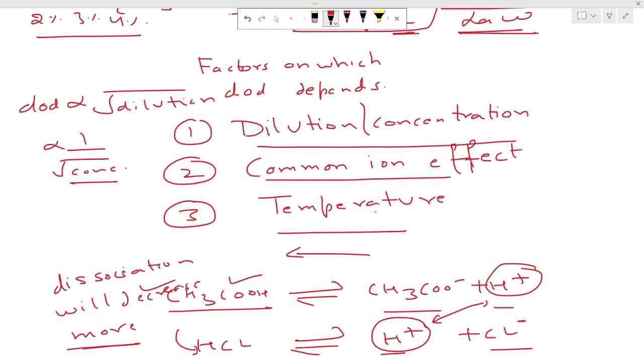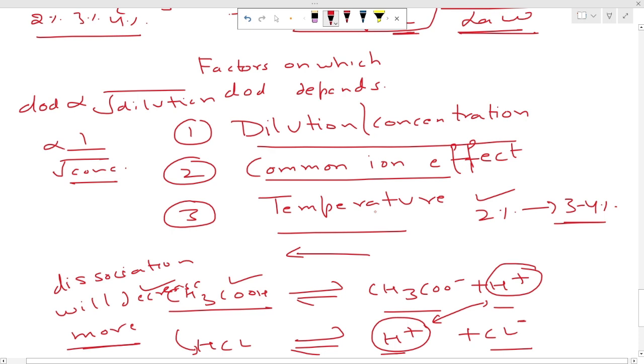Then the third point is temperature. Obviously if you increase the temperature, a slight increase will occur in the dissociation of the weak electrolyte. Say earlier the dissociation was 2%, now if you increase the temperature it may go to 3 to 4%. The dissociation will increase because the kinetic energy of the ions will increase, and the energy required to dissociate the acid into its corresponding ions will be available, so the degree of dissociation will increase. So these are the factors on which the degree of dissociation depends.